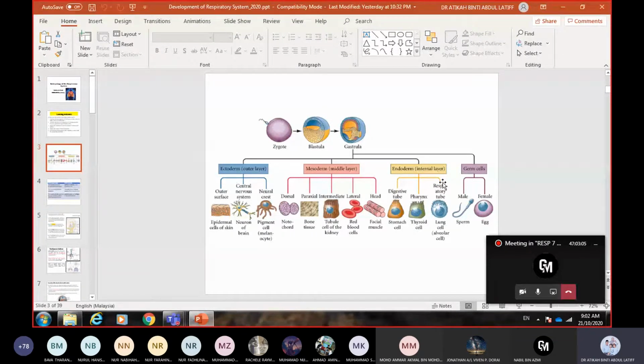Okay, so for the respiratory tube, mostly it comes from the endoderm or the internal layer. It is derived mostly from the endoderm, but some parts of the respiratory tube also come from the neural crest as well. We will see in the lecture later. Just to remind you where they come from, the 3 layers of the gastrula.